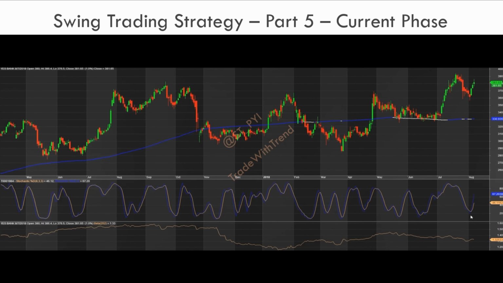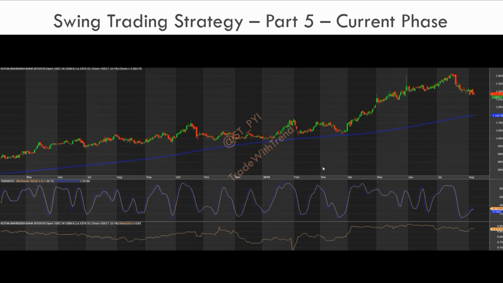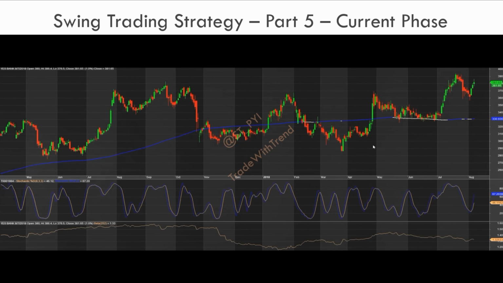Yes Bank actually looks good. Sort of, we missed an entry here. Beta is good. Stochastic had given a buy mode, and since then it has moved up about 6-7%. Kotak actually looks really good. If you see, Stochastic is just about in the buying mode. Beta is not that great, but that's okay. Price is above the 200 moving average. So we come to Yes Bank. Actually in Yes Bank, a couple of days back, there was an entry.